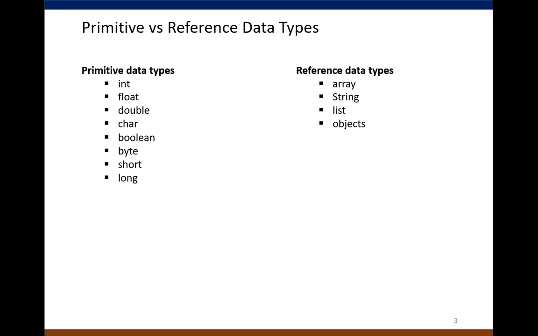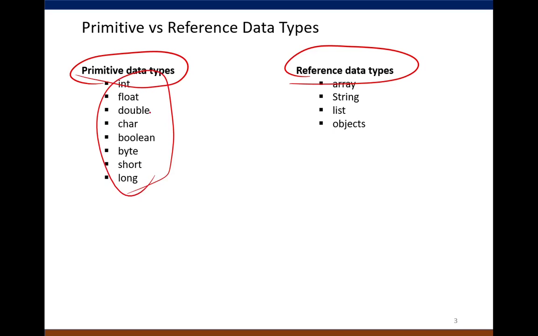So, in programming languages, we have two types of data: primitive data types and reference data types. Primitive data types are integer, float, double, character, boolean, byte, long, and short. Specifically, those 8 are available in Java. Reference data types can be array, string, list, basically any objects.